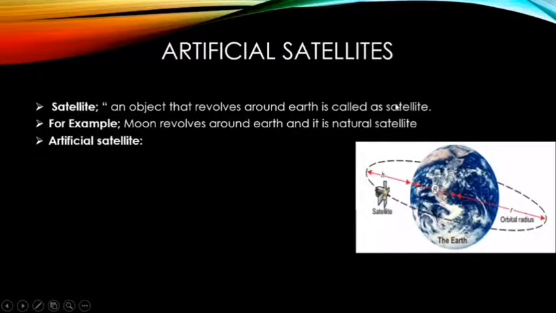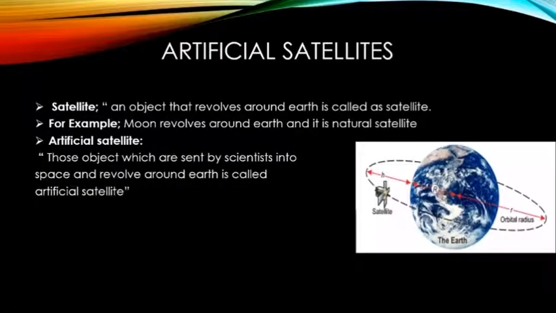Now let's see what artificial satellites are. Scientists have sent many objects into space. Of those objects, some revolve around the Earth, and those are known as artificial satellites. So those objects which are sent by scientists into space and revolve around the Earth are known as artificial satellites. These are known as artificial satellites because they are sent artificially. They do not exist naturally, but they are sent by scientists.